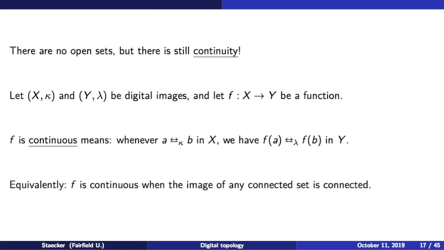Equivalently, you could say it this way: f is continuous when the image of a connected set is connected. And this is one thing which is true in classical topology. So you could write it this way if you want it to sound the same as the classical continuity. All right, this is how we define continuity. And it's not hard to show that a composition of continuous functions is continuous, and all the properties you want are true for this.